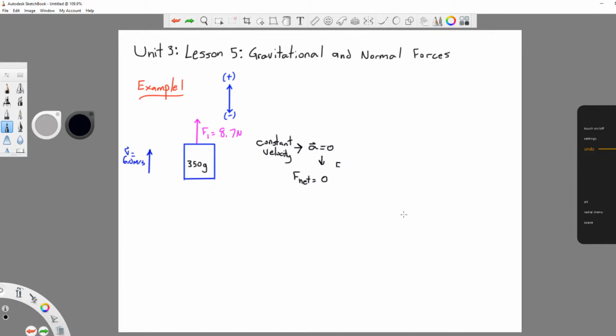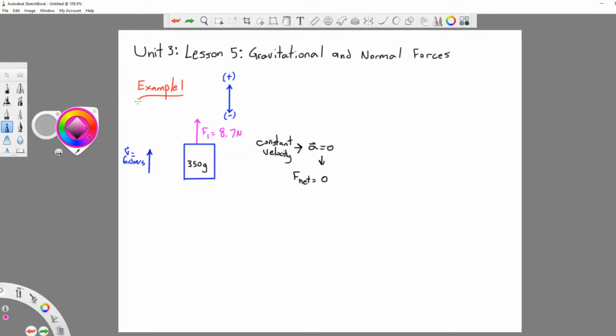Alright, I think I'll leave these bits up, but I'll get rid of that last little bit. Okay, so Fnet is equal to 0. What else does this question say? What is the force of air resistance? Okay, so the last thing we need to solve.